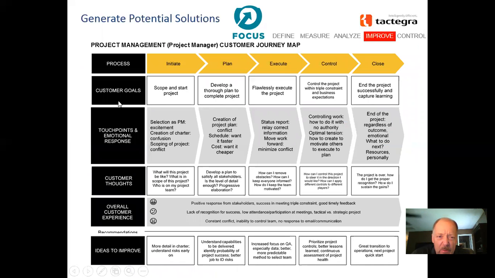And this was an example of the customer journey map for the project manager. Here's the process, again, the standard PM process up here. What are the goals of each phase for the customer, the project manager? What are their touch points and emotional responses? What are they thinking? What is their overall experience? And then potentially, and this is where the improvement started to come out in the improve phase, tracing this back again to the process.